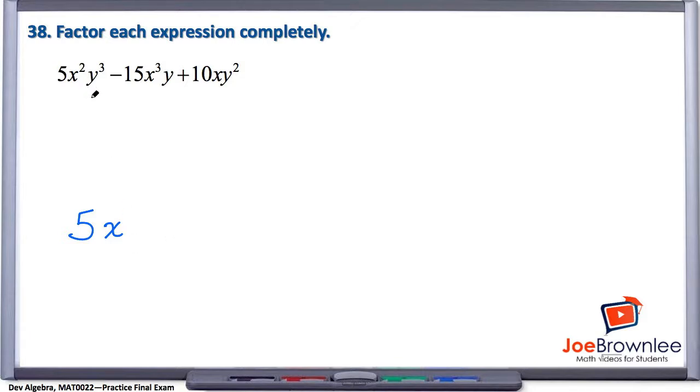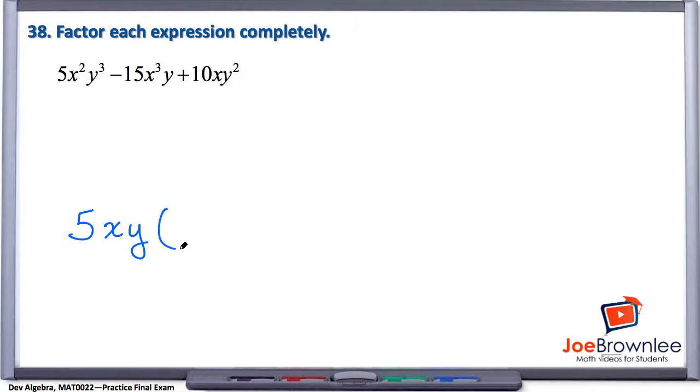And then when we take out our GCF for the y's, we have y cubed, y to the first, y squared. So again, we can only take out the smallest number of exponents. The smallest number in this case is 1, so we take out a single y.